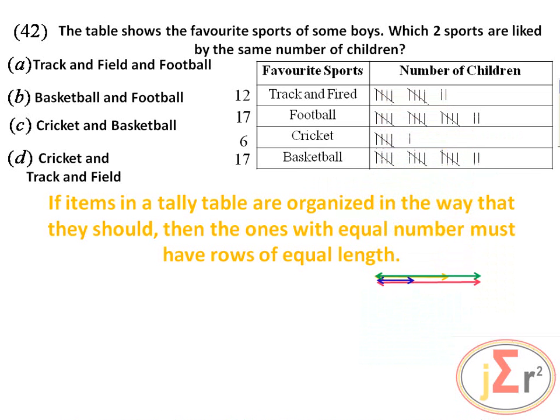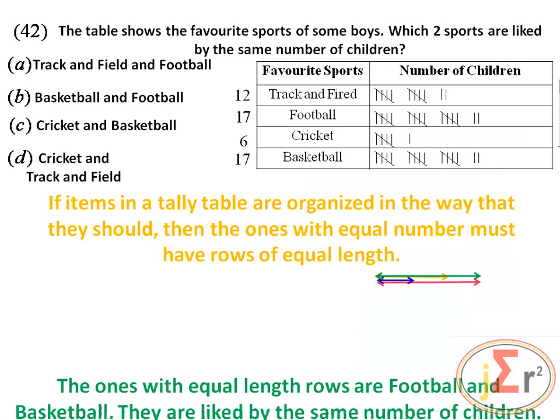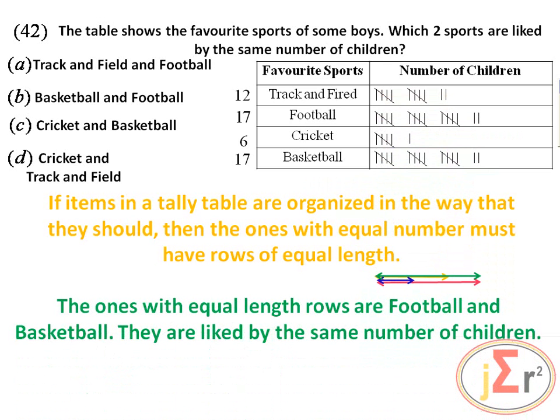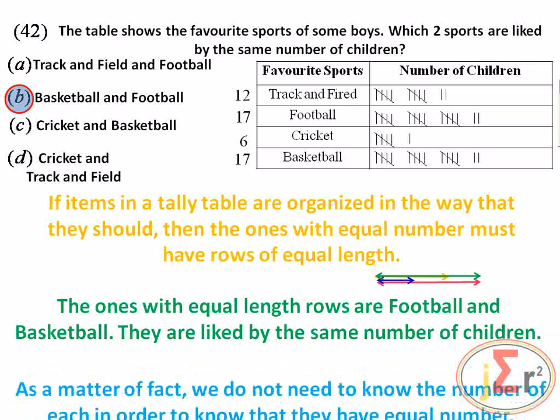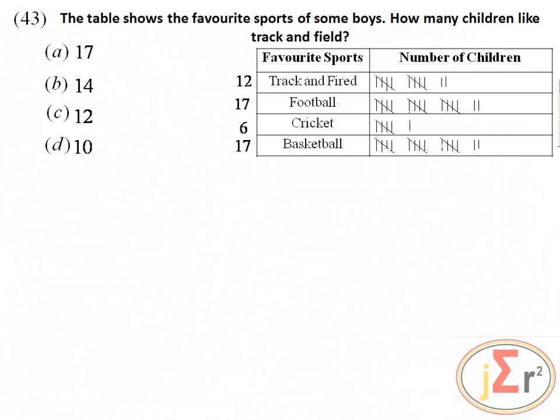There we have the lines of equal length. The ones with equal length rows are football and basketball. They are liked by the same number of children. As a matter of fact, we do not need to know the number of each in order to know that they have an equal number. And we have shown how we might be able to do that as long as the information in the tally table is organized in the way that it should.